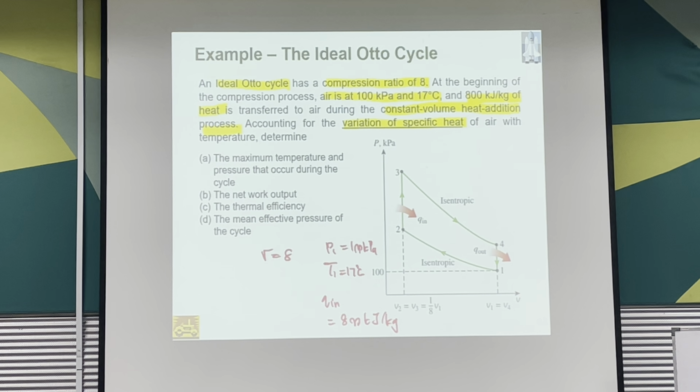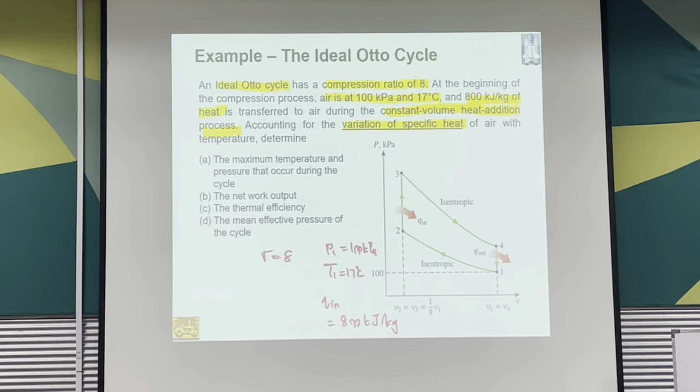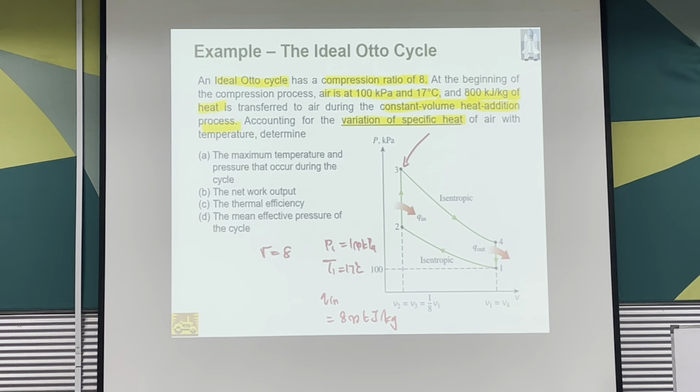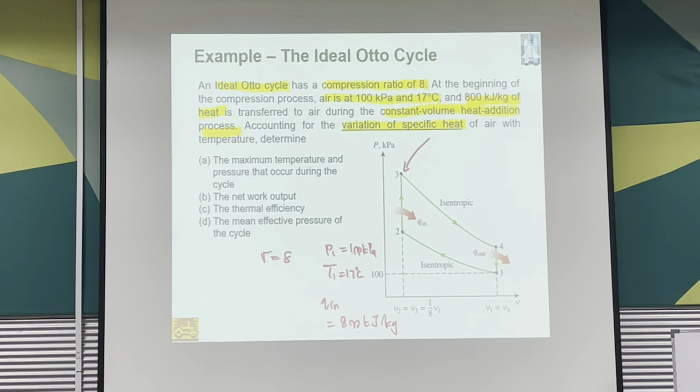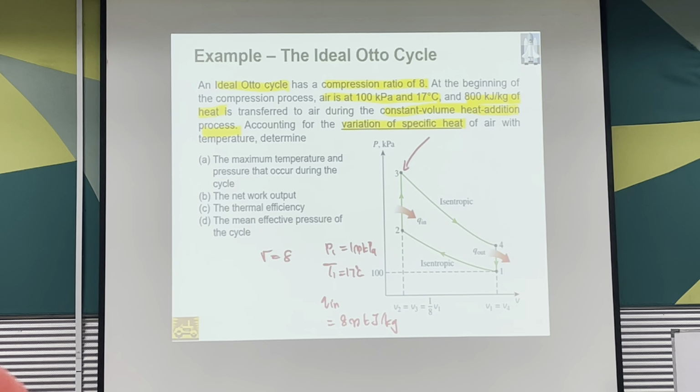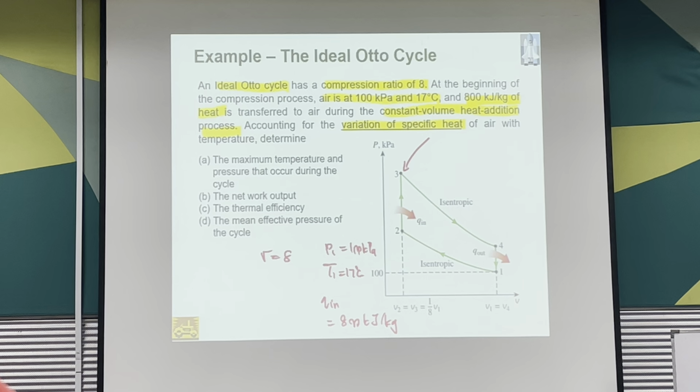Determine the maximum temperature and pressure that occur during the cycle, meaning we are looking for this point. State 3 is where you get the maximum temperature and also the maximum pressure. After that, network output, thermal efficiency, mean effective pressure. All those things are what you learned today. As long as you know how to analyze states 1, 2, 3, 4, they are all solvable.